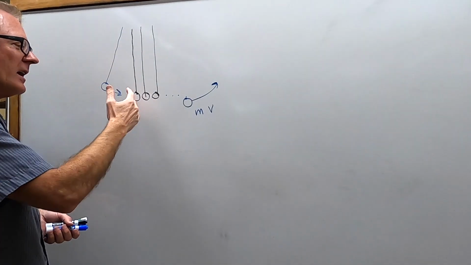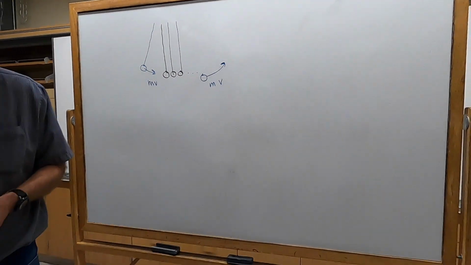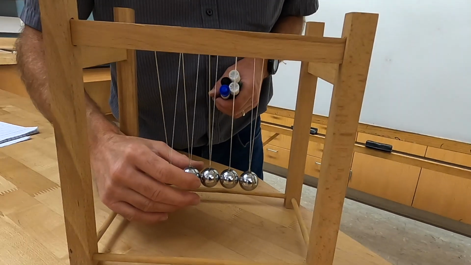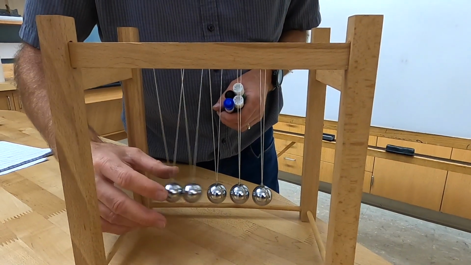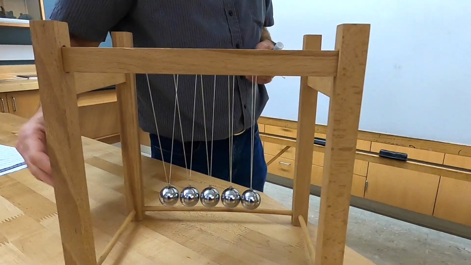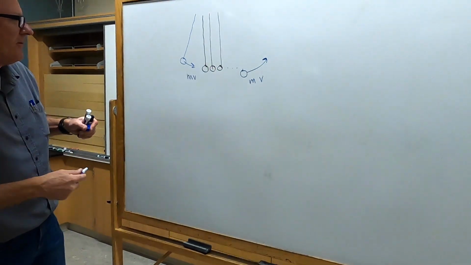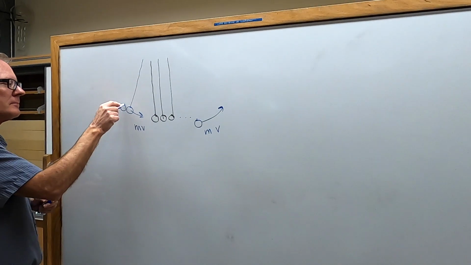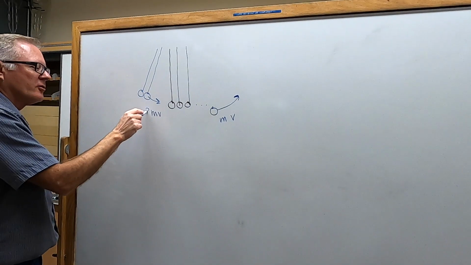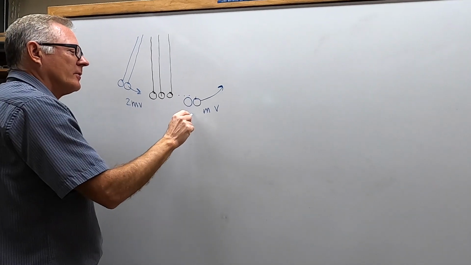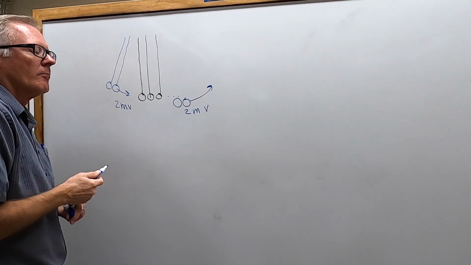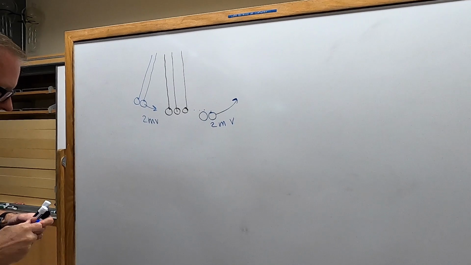Now, suppose I drop two of them down right here. If I drop two of them down, you notice two of them take off right there. Now we have 2mv, and two of them came up this side, which means we had 2mv. Momentum was still conserved.